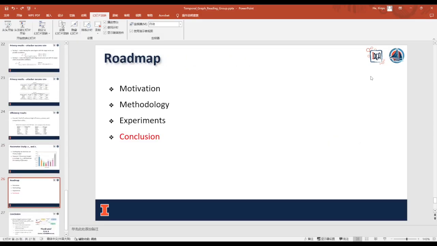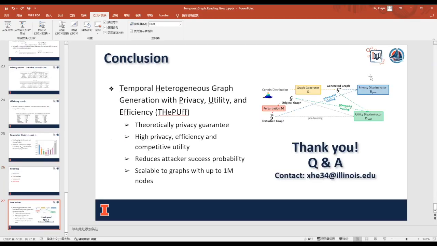So this is all for the paper, and I will quickly draw a conclusion. In this paper, we propose a temporal heterogeneous graph generation algorithm with privacy, utility, and efficiency called PUF. This framework is theoretically privacy guaranteed, and it has high privacy, efficiency, and competitive utility.